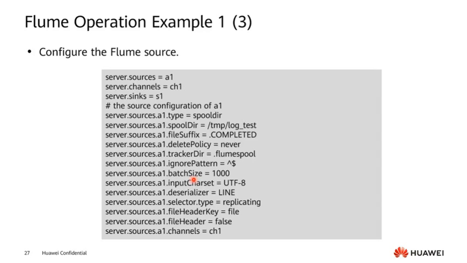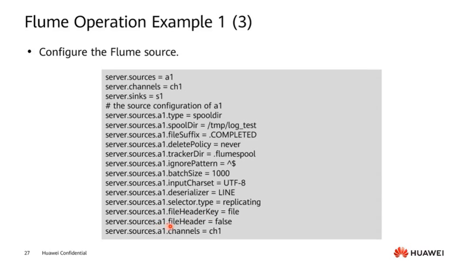A larger value indicates higher throughput but higher latency as well. a1.deserializer indicates the file reading mode of Flume. a1.selector.type indicates the mode for Flume to send data to channels. a1.fileHeaderKey indicates the key name of the absolute path of the file where the current event is stored in the event header.